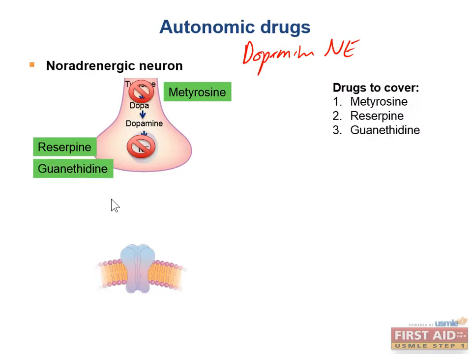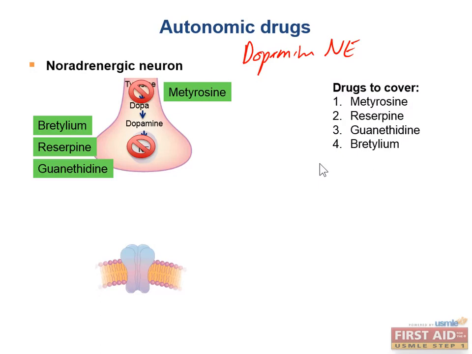Guanethidine is an antihypertensive that replaces norepinephrine in vesicles, and it also decreases the amount of norepinephrine released from the synapse. Bretylium is an antiarrhythmic agent that also blocks norepinephrine release. So in summary, we have metyrosine, reserpine, guanethidine, and bretylium that have different mechanisms of action. However, they all work to decrease the sympathetic outflow by decreasing neurotransmitter release.